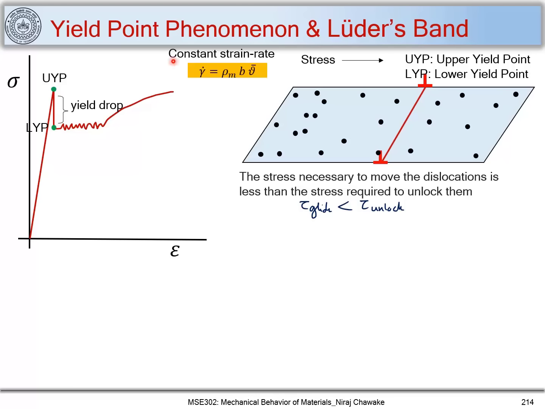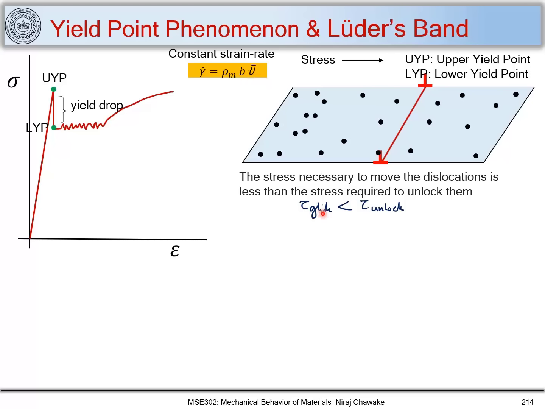We have seen that the deformation is occurring at a constant strain rate, and we have derived this relation where strain rate is equal to dislocation density times Burgers vector times the average velocity of dislocations. Now what is happening at the upper yield point? Once the dislocation is set free from the Cottrell atmosphere, the velocity of these dislocations increases tremendously. So this term increases tremendously.